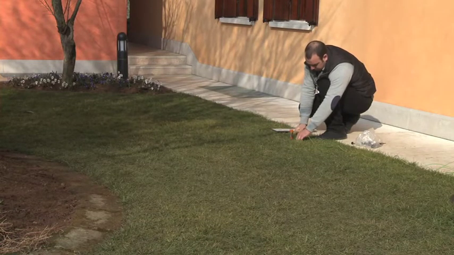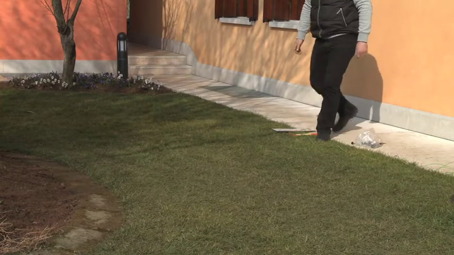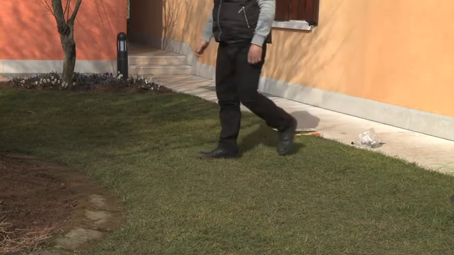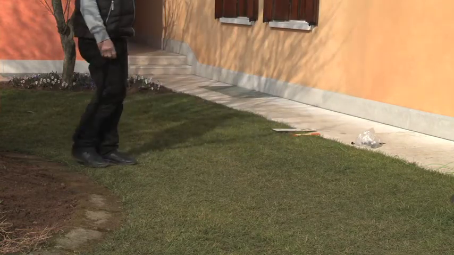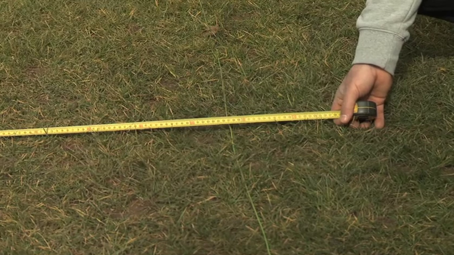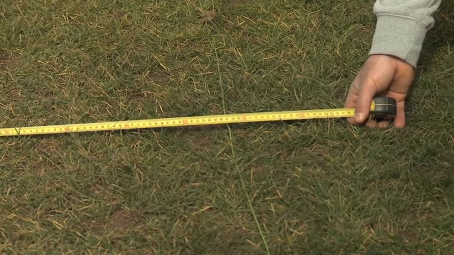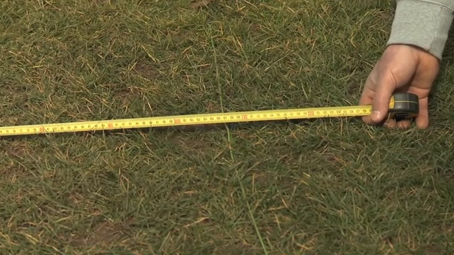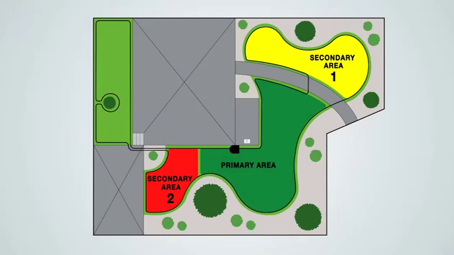The passage between primary and secondary areas is defined as narrow when it is between 140 and 200 centimeters wide. Verify that the distance between the 2 wires on a narrow passage is more than 70 centimeters. The robot's access to the secondary area has to be programmed and has to be determined by the percentage assigned to the area according to the lawn extension and/or complexity.